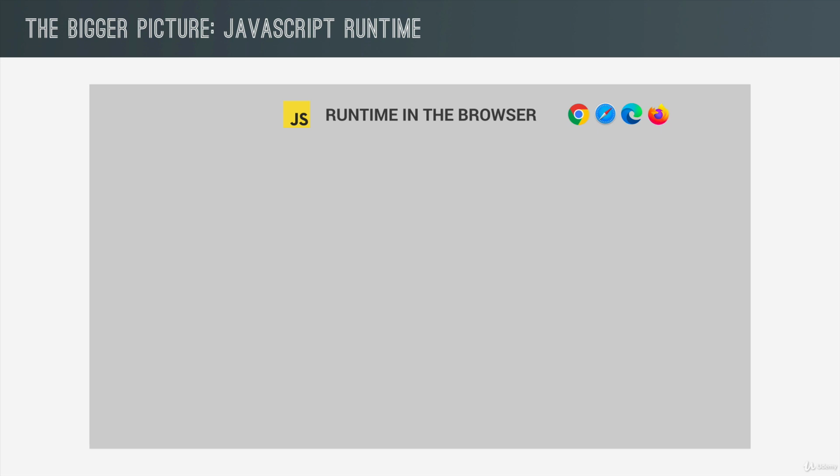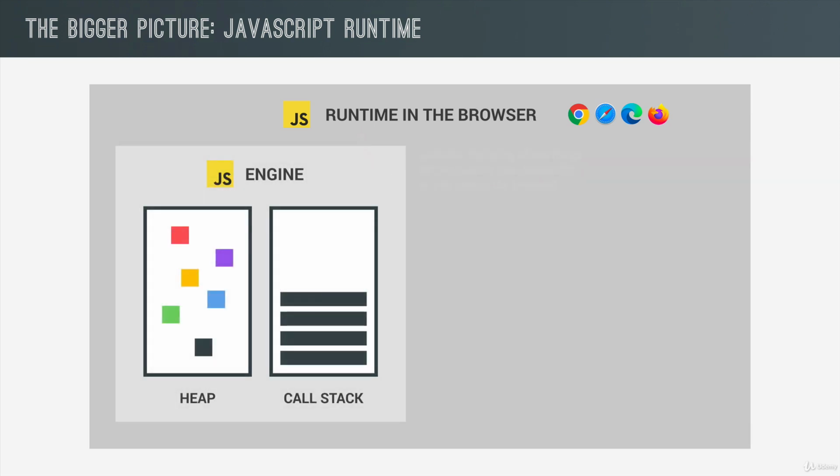So, we can imagine a JavaScript runtime as a big box or a big container which includes all the things that we need in order to use JavaScript, in this case, in the browser. And the heart of any JavaScript runtime is always a JavaScript engine. So exactly the one we've been talking about. That's why it makes sense to talk about engines and runtimes together. Without an engine, there is no runtime and there is no JavaScript at all.